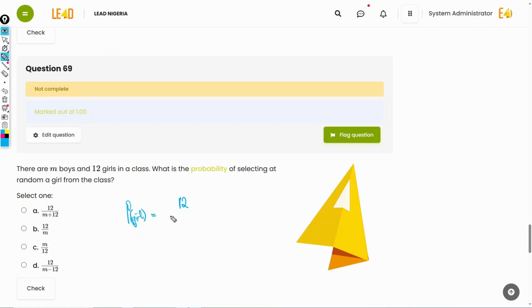So there are 12 girls over the total number, which will be M plus 12. So the correct option is option A. M over M plus 12. 12 over M plus 12 rather.